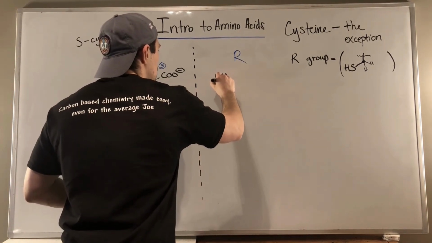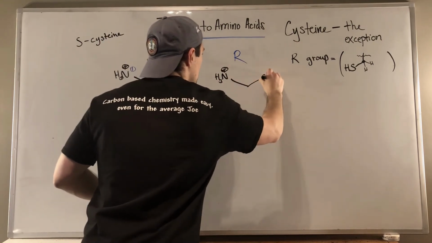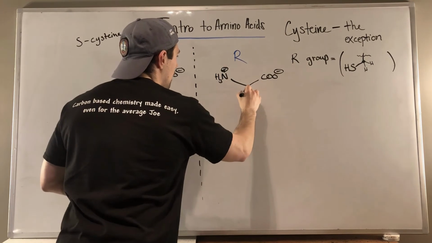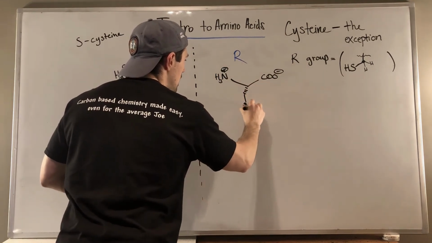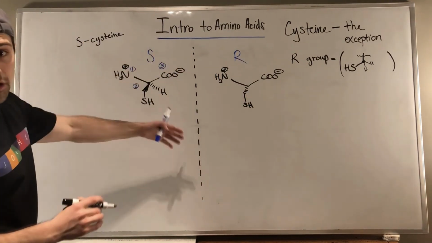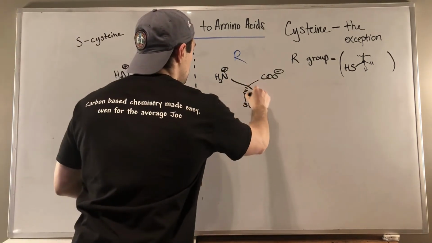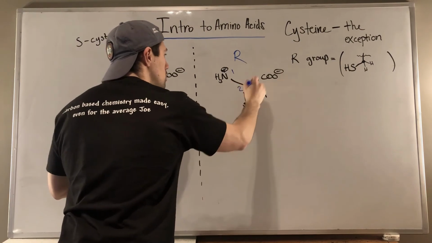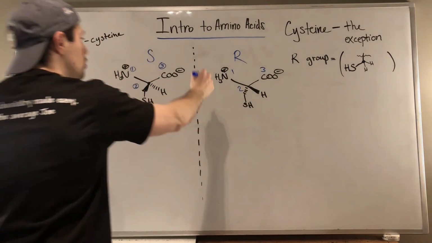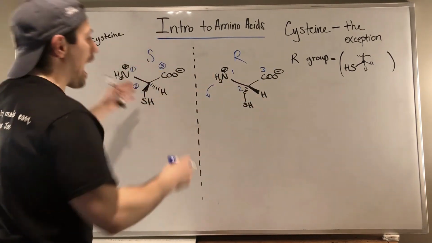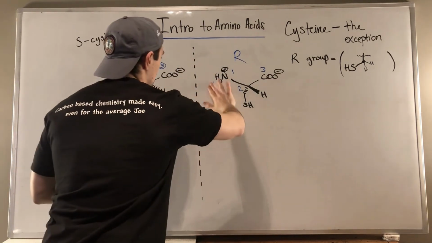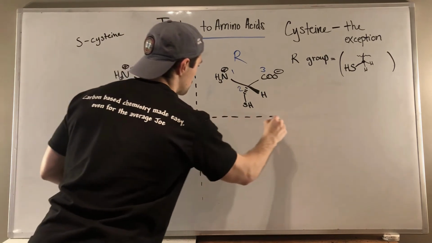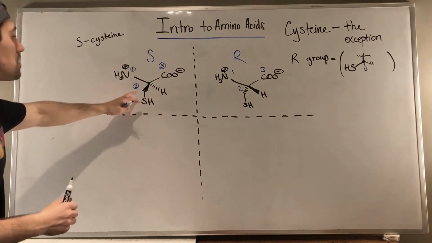So if I do NH3+, I have my carboxylic acid component. I know now I need to dash the R group side chain, and then I can wedge my hydrogen because I know the priority goes 1, 2, and 3, and I look S, but I'm actually R because the lowest priority group faces us. Now, here's where things get interesting. Here's where we will demonstrate why cysteine doesn't follow the rule, and it's because of the fact that the sulfur is present, okay?